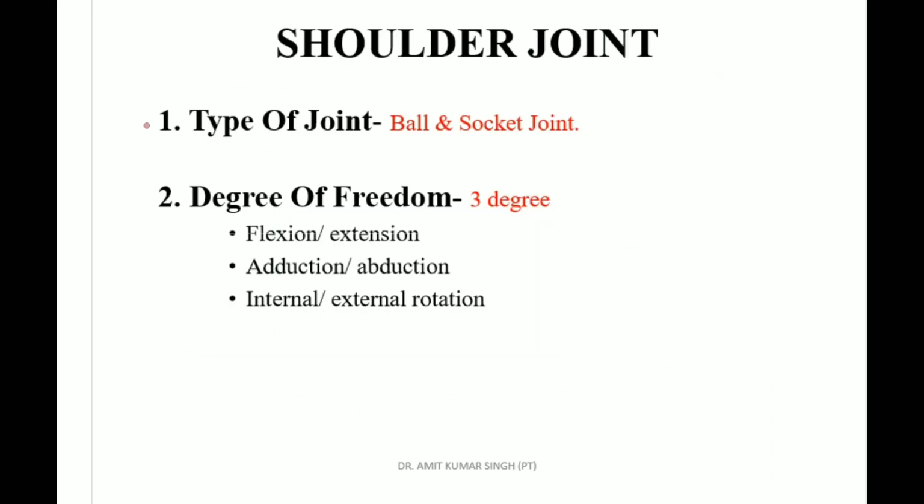Shoulder joint, as you can see here, type of joint: it is a ball and socket joint. Why ball and socket? Because here the ball is going to behave as your head of humerus and the socket is our glenoid fossa, so that's why it is termed as a ball and socket joint. Even the ball, meaning the head of humerus, is our convex surface and the socket, glenoid fossa, is our concave surface. Coming to the next, degree of freedom, it has 3 degrees of freedom, meaning flexion and extension, adduction and abduction, and internal and external rotation.